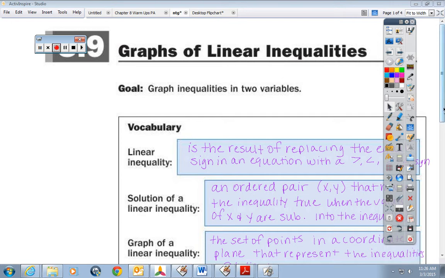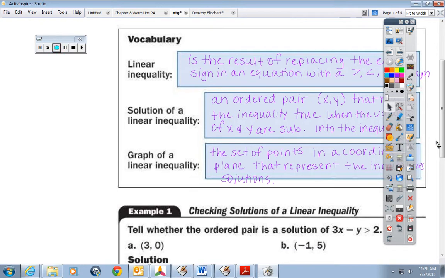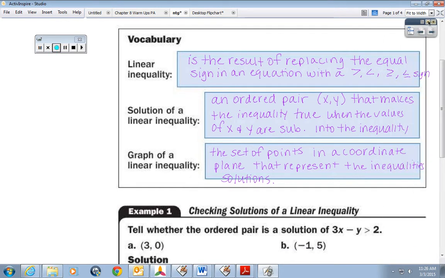We're talking about graphing linear inequalities. Okay, so there's the vocabulary. The vocabulary is going to make some more sense after we start graphing. Now, we're not going to graph any differently than we've been graphing.